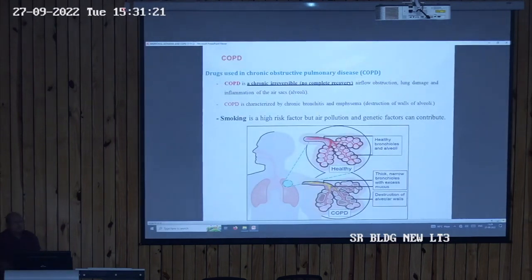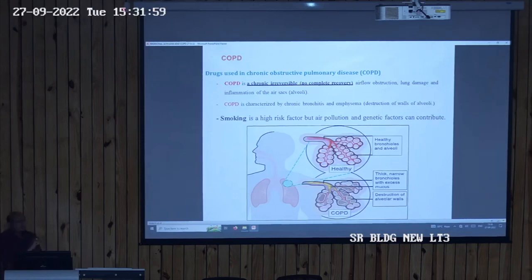So the next topic is COPD, that is chronic obstructive pulmonary disease. Now it is a chronic irreversible disease, and the important thing is that smoking is a very, very huge risk factor for COPD. So you can see that this is the normal healthy alveoli, and here you have a picture of COPD where the walls of the alveoli are destroyed and there is excessive mucus secretion within the bronchioles.